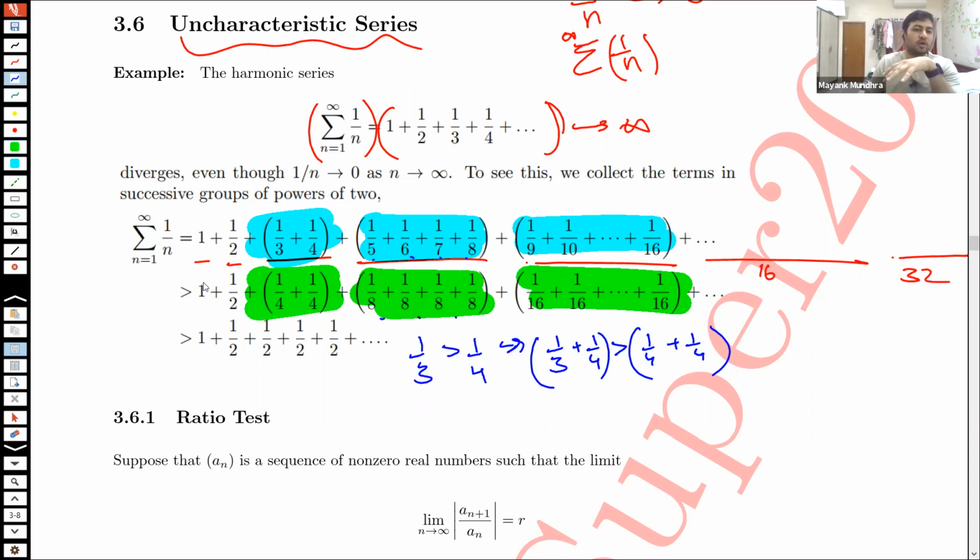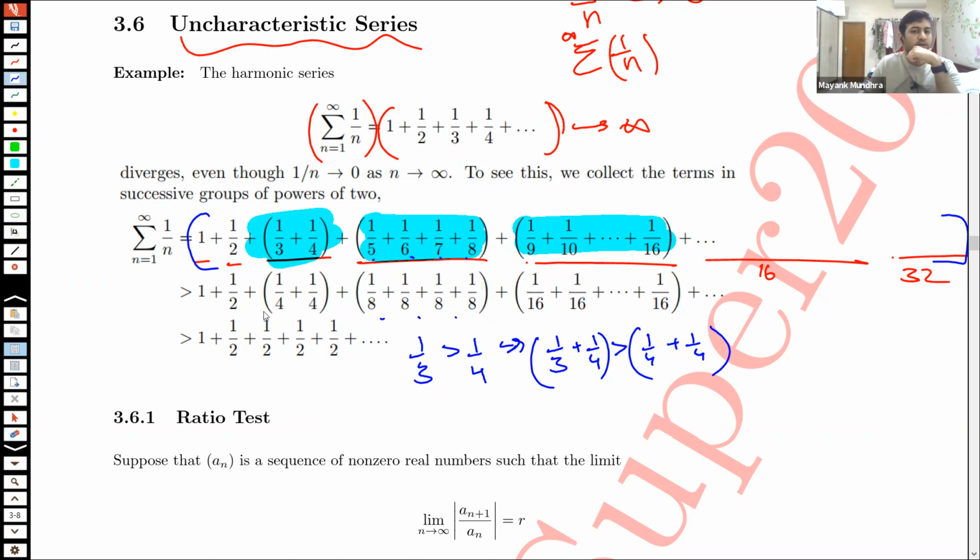So the thing above is definitely greater than the thing below. Now, what is the thing below? If you look at this thing below, 1 by 4 plus 1 by 4 is 1 by 2. This is also 1 by 2. This is also 1 by 2, and so on it goes.